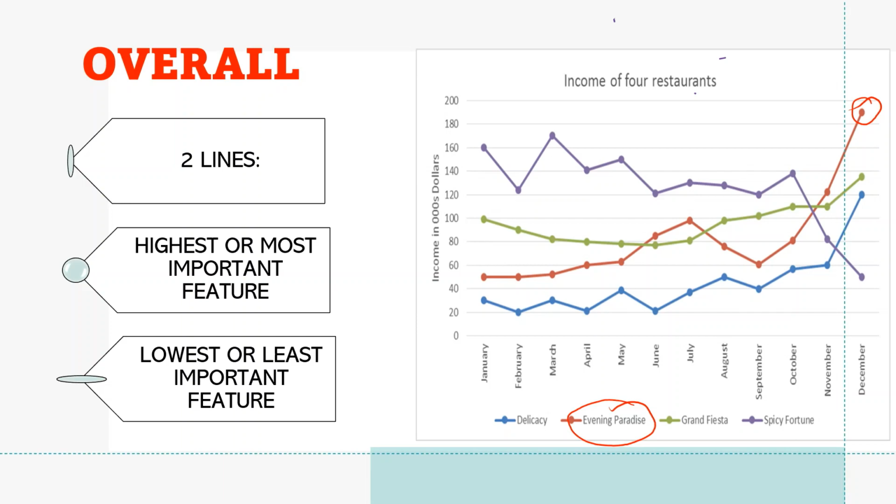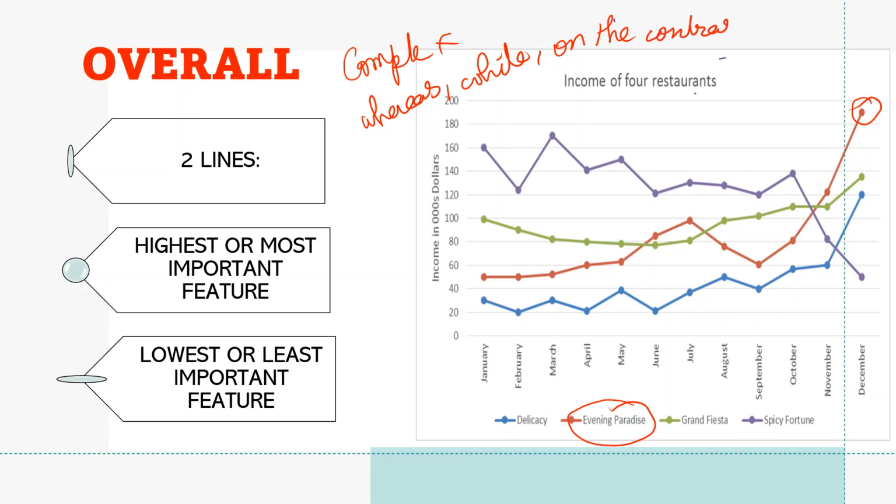Instead of writing simple lines, that is, that Evening Paradise was highest at the end of December, full stop, also that was lowest, so you are writing two statements separately. Instead of writing two statements separately, you can make it a complex sentence by using words like whereas, while, on the contrary. When you use these kinds of words after writing your first one, it gives a complex statement and boosts your grammar structure band.